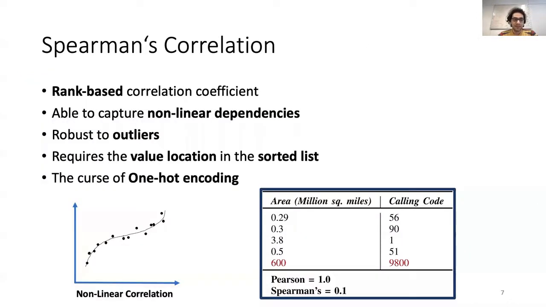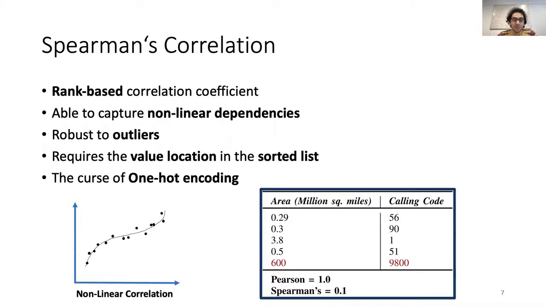In contrast, Spearman's correlation is a rank-based correlation coefficient, which is able to detect nonlinear dependencies between two lists of values. This is very important because current machine learning models are able to find very complex associations between features. Another advantage of Spearman's correlation is its robustness to outliers.